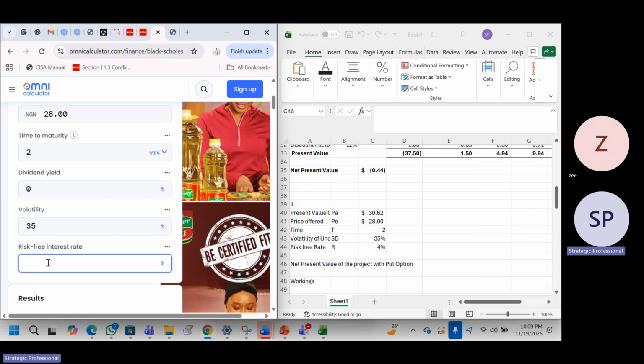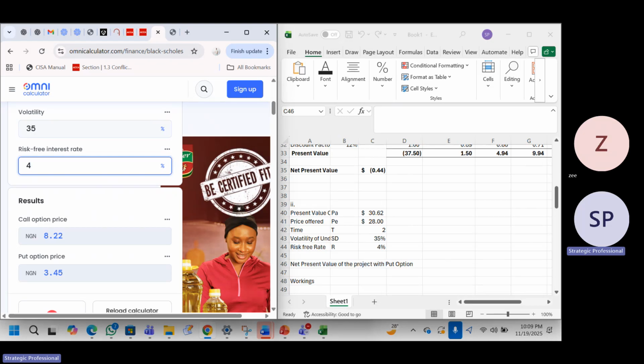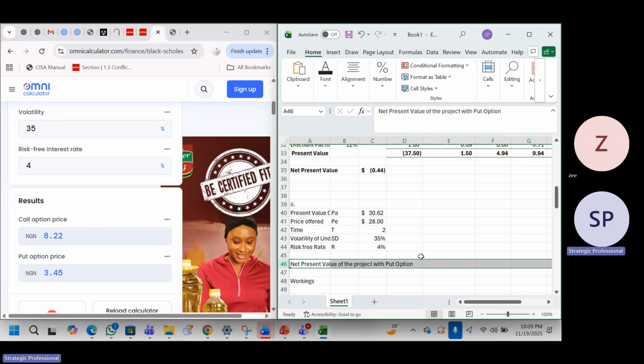And my risk free is what? My risk free is 4%. This one I just saw online, because I couldn't have access. So I have here our call is what? Our call is 8.22 and our put is 3.4. Now my question is, which one am I picking? Is it the put or the call? Is it put, Abi? Put, yeah.